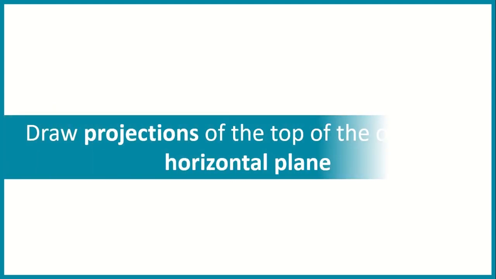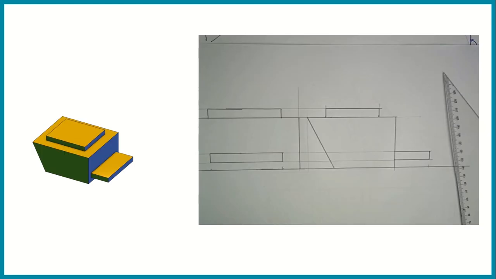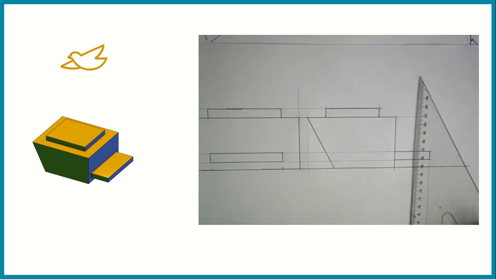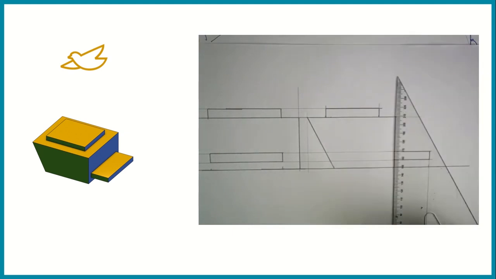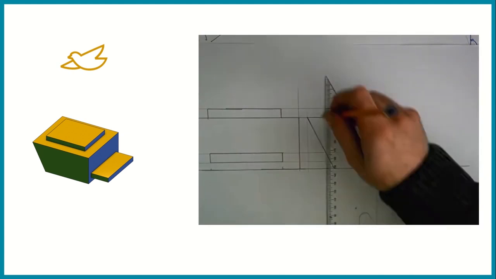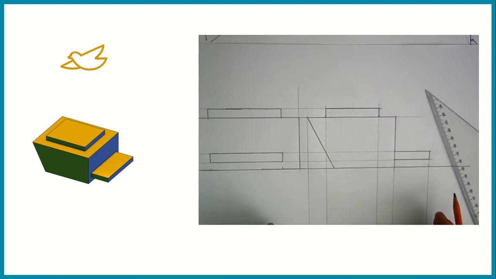The final view to complete for this particular drawing is a plan view. And here we are taking a bird's eye view and we are projecting downwards onto the horizontal plane. So on our drawing sheet, we again can save time by dropping down the length of the object from the elevation.